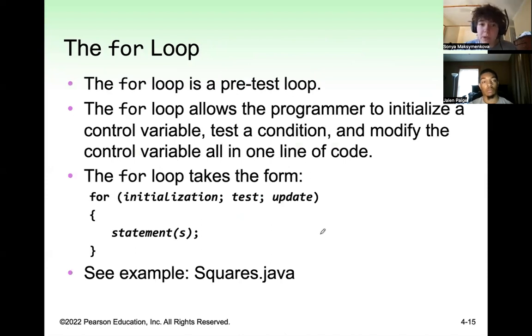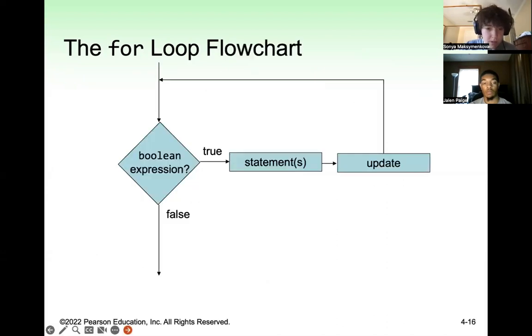For loop again, in Python, I think it's called for each loop. It is a similar thing to the while loop because it is a pretest loop. So we check our condition first, and then some statements are executed. However, the for loop is very useful when you know how many times you want your loop to run. Let me show you how it works.